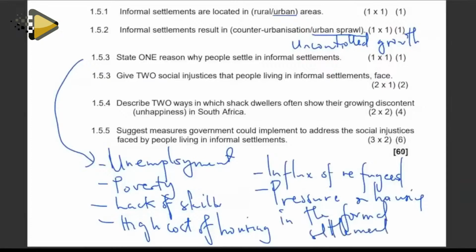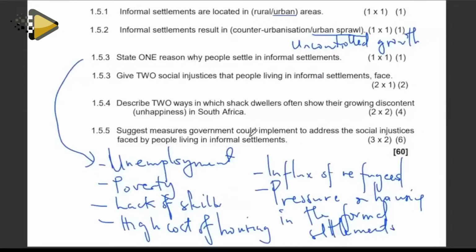Because of the pressure on housing in the formal settlements, it also leads to an increase in the rentals. The price of accommodation will get high because there's high demand. And as a result, that will lead to some people not being able to afford to stay in the formal settlements.